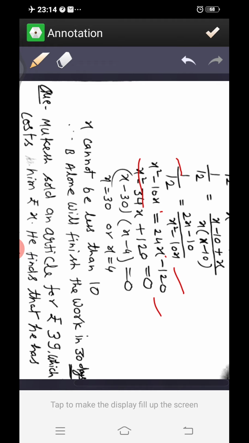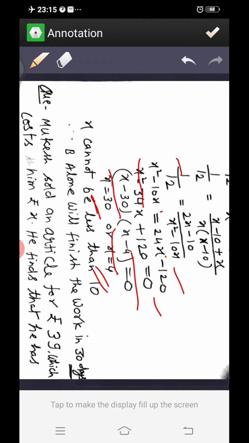We bring everything to one side, transposing to the left hand side. Then we get our quadratic equation, x square minus 34x plus 120. With simple factorization we get x minus 30 and x minus 4. So x minus 30 equal to 0 gives x equal to 30, or x minus 4 equal to 0 gives x equal to 4.